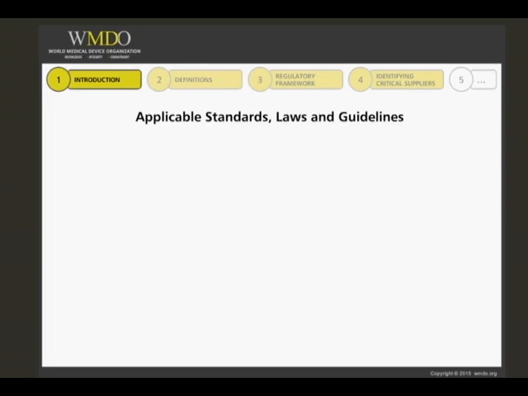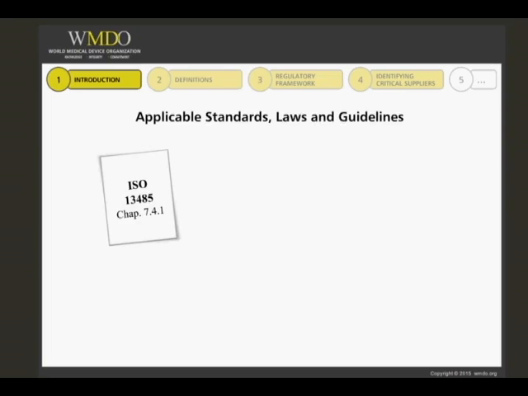First, we need to identify key references, as well as build a base rationale for the supplier qualification activity. The following standards, laws and guidelines are applicable. The standard ISO 13485-2003 Medical Devices Quality Management Systems Requirements for Regulatory Purposes is the widely recognized applicable quality management reference.